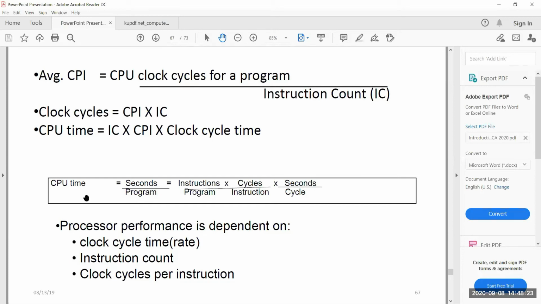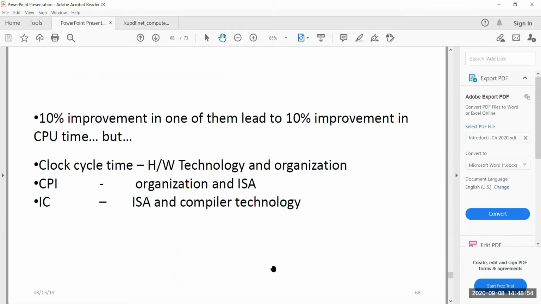And your processor performance is dependent on these three parameters: instruction count, clock cycle time, or the other thing we take into consideration is clock cycle rate, and then the number of clock cycles per instruction. If you want to improve the performance of a processor, improving any one among these three will improve the processor performance in a directly proportional manner. A 10% improvement in any of them leads to a 10% improvement in your overall CPU time.